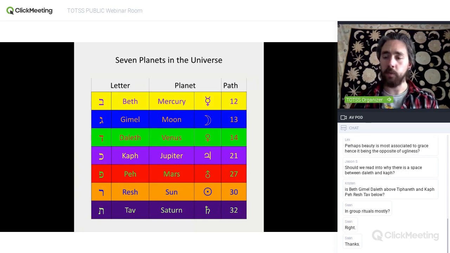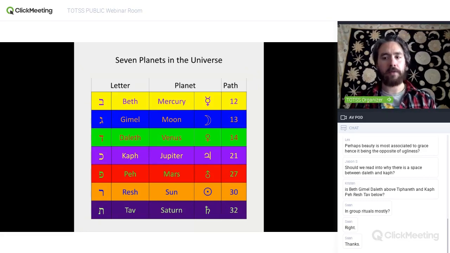And this is also, as we'll see in a few minutes, the line in 777 that you would look up. So Aleph is the 11th path. That's the first path after the 10 Sephiroth. Beth is the second letter, so it's the 12th path. Gimel is the third letter, so it's the 13th path. And then Tav is the last letter, so it's the 32nd path.